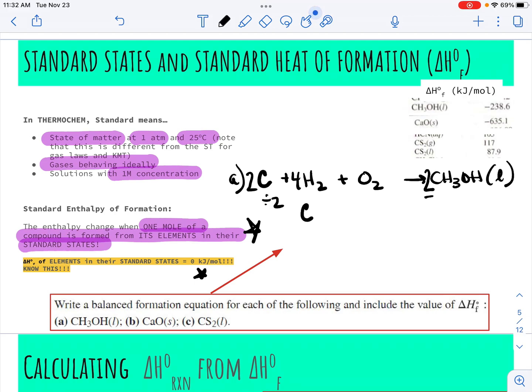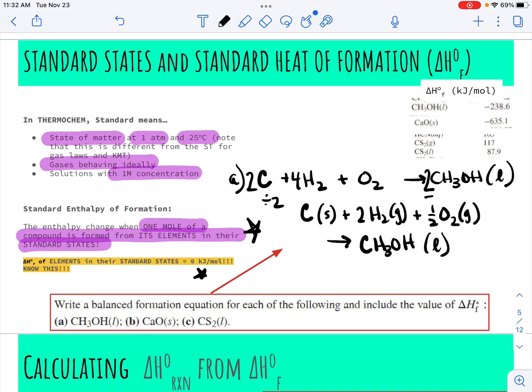And that will give me carbon. And oh, by the way, carbon's standard state would be solid. And that would give me 4 divided by 2 is 2 hydrogen, and hydrogen's standard state is gas. And 1 divided by 2 would be 1/2 O2, and in thermochem it's not unusual to see those fractions, and it would be gas. And it's going to form 2 divided by 2 is 1 CH3OH liquid.